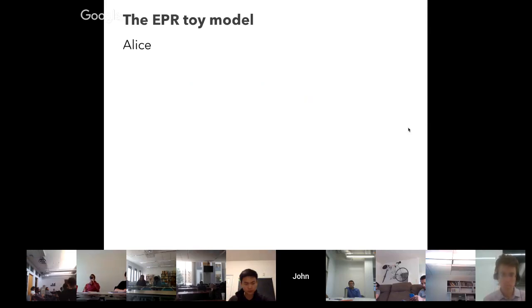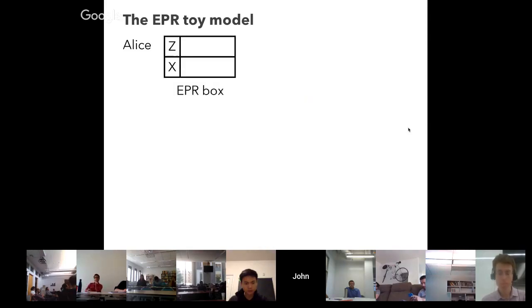This is going to be an entangled state that Alice and Bob share, but right now I'm only going to focus on the Alice part. Typically, Alice would have some qubits, but instead I'm just going to imagine she has something called an EPR box. The EPR box has two registers, a Z register and an X register. Each register contains a string drawn uniformly and independently at random from F_q to the m. So A is drawn randomly from F_q^m, and then B, which will be in the X box, is drawn uniformly at random from F_q^m.